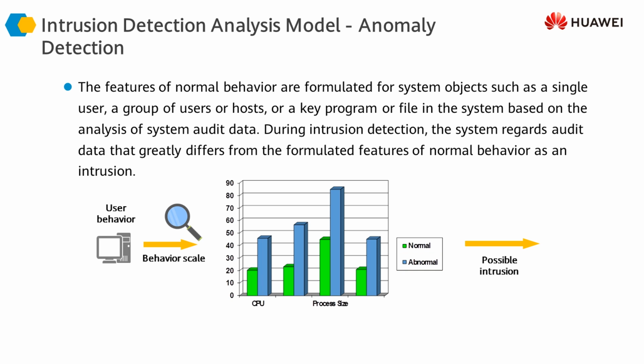So beyond a certain threshold, if there is a difference beyond a certain threshold, then that traffic or that behavior is considered to be attack behavior, or it's considered to be an intrusion. This is the basic principle of anomaly detection.